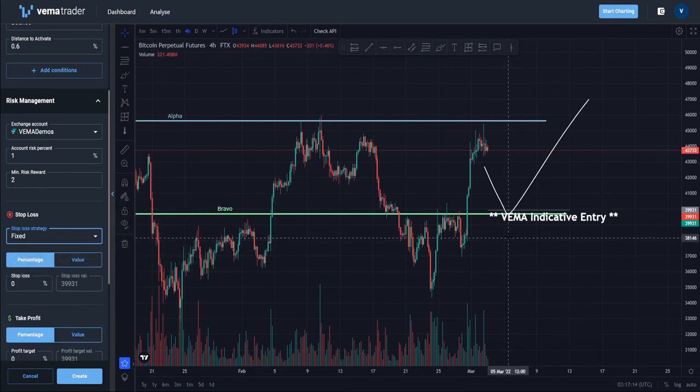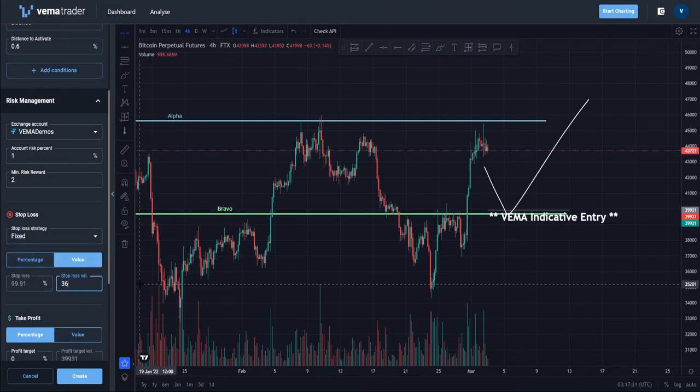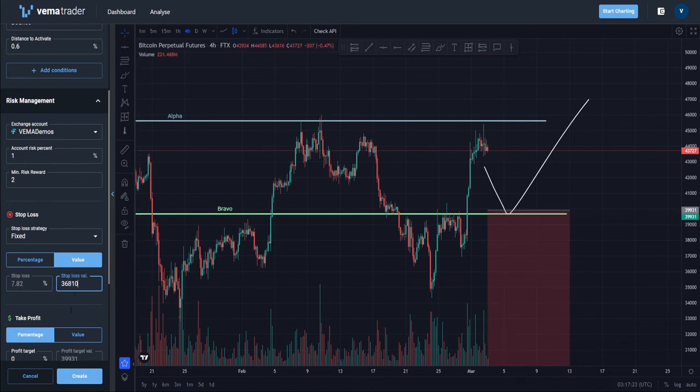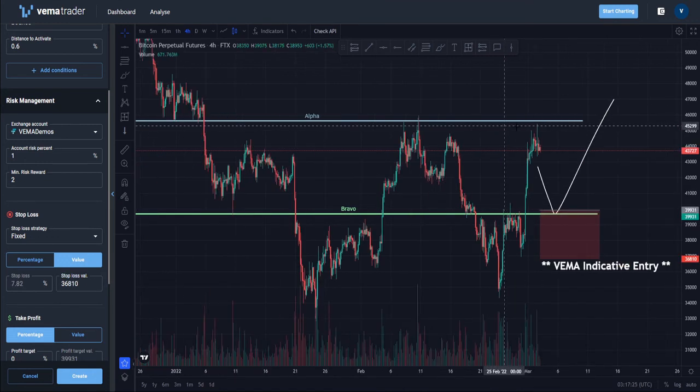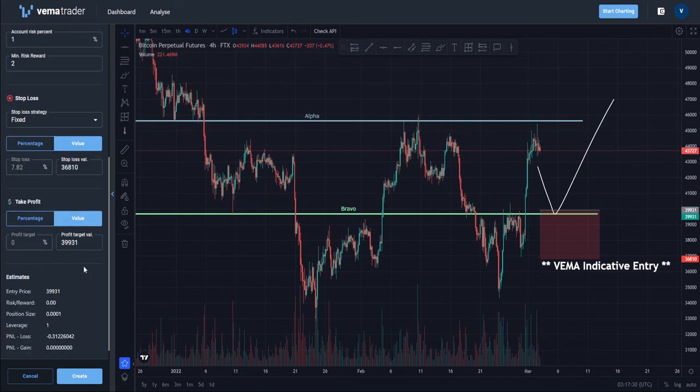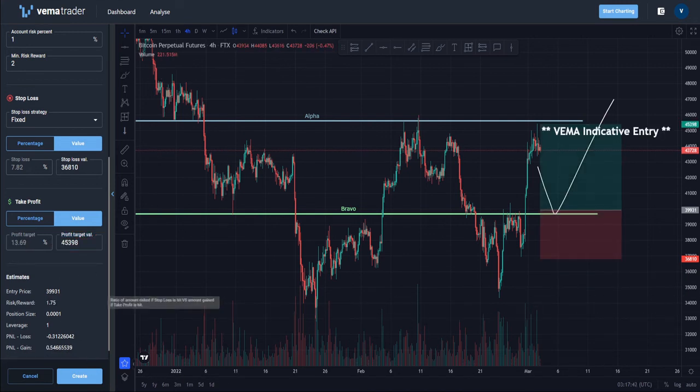I'm going to use a fixed value again. I'm going to use this level, so 36810. And I'm going to target back up here, so 3545. There we go. Much better. So you can see if you look at the estimates, right? My estimated risk to reward is 1.75 to 1.